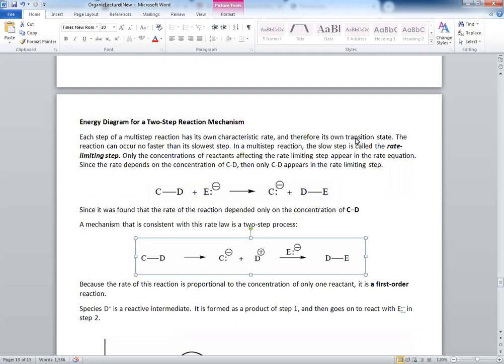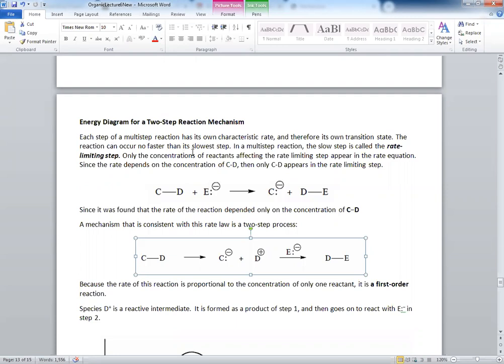Each step of a multi-step reaction has its own characteristic rate. So you cannot just assume that because the first step has a high activation energy, the second one is going to have the same. That is not true. Again, each step has its own characteristic rate and therefore its own transition state.